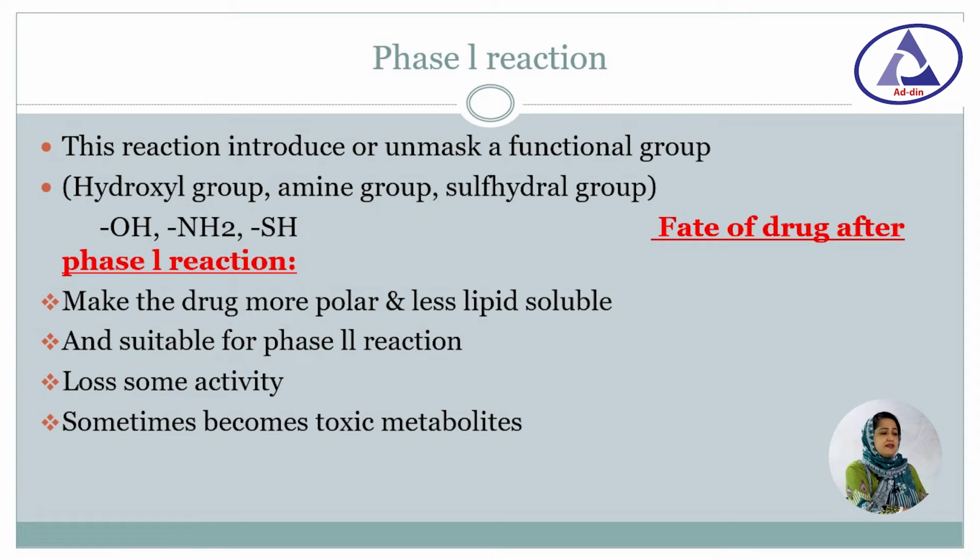Phase 1 reactions. In this reaction, there is introduction or unmasking of a functional group such as hydroxyl group, amine group, sulfhydryl group in the drug. The fate of drug after phase 1 reaction: it makes the drug more polar and less lipid soluble and suitable for phase 2 reaction. Loss of some activity of the drug and sometimes become toxic metabolites.